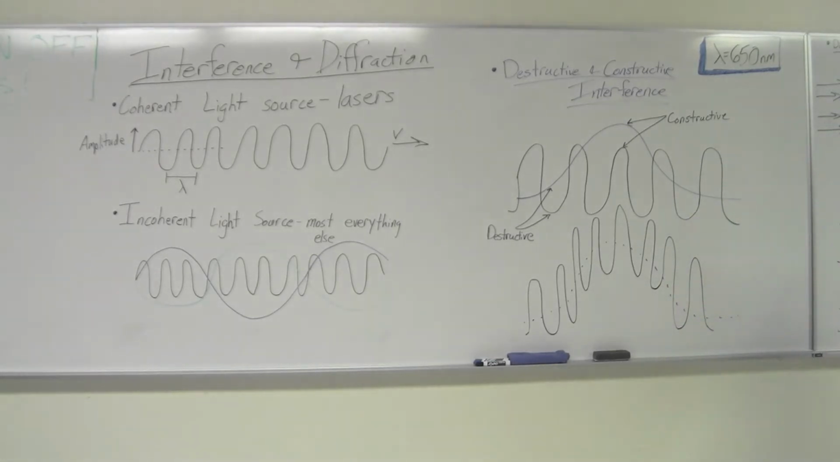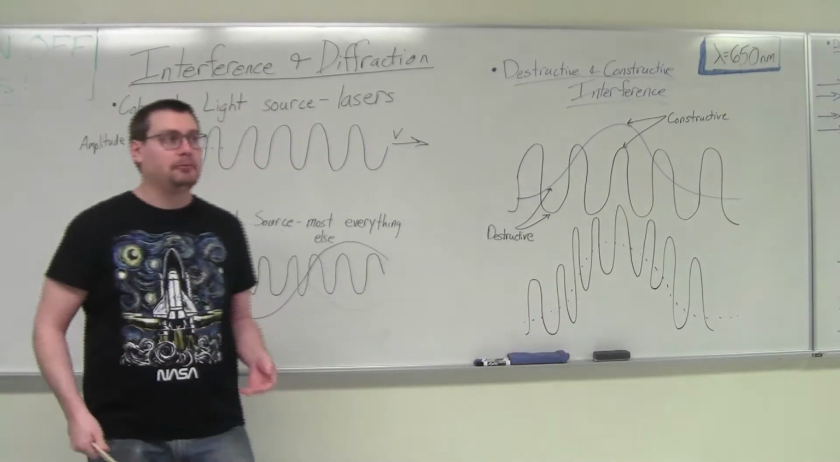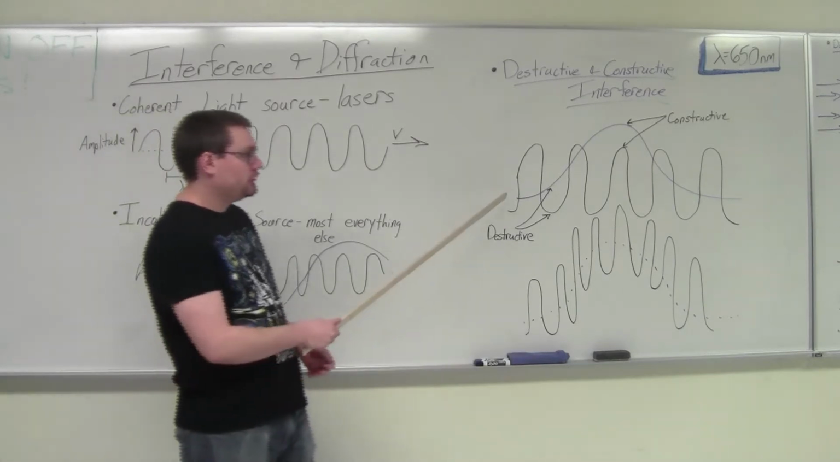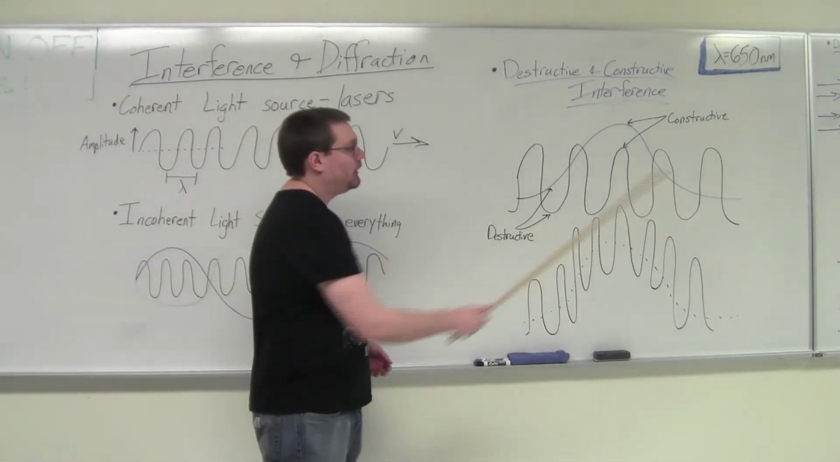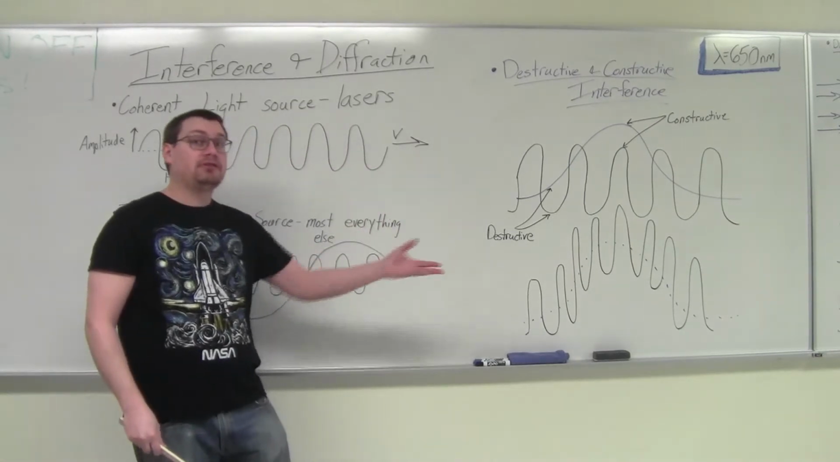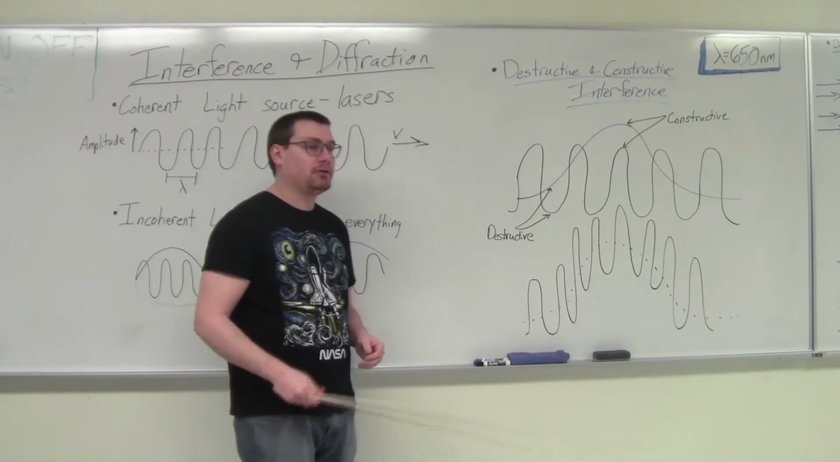So now we can move on to destructive and constructive interference. And this basically just comes about when these waves interact with one another. So here we have two waves, one with a very long wavelength and one with a very short wavelength, that are superimposed in the same point in space. And when they do that, we get our two different types of interference.